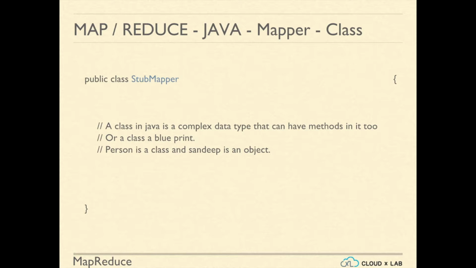A class in Java is a complex data type that can have methods and member variables in it too. A class is like a blueprint. We create many objects of a class. We can create many objects out of StubMapper. An example of a class would be person, and Sandeep Giri is an instance or object of it. We will write code that defines the class between these two curly brackets. The name of this class could be anything. Here, the name of our class is StubMapper.